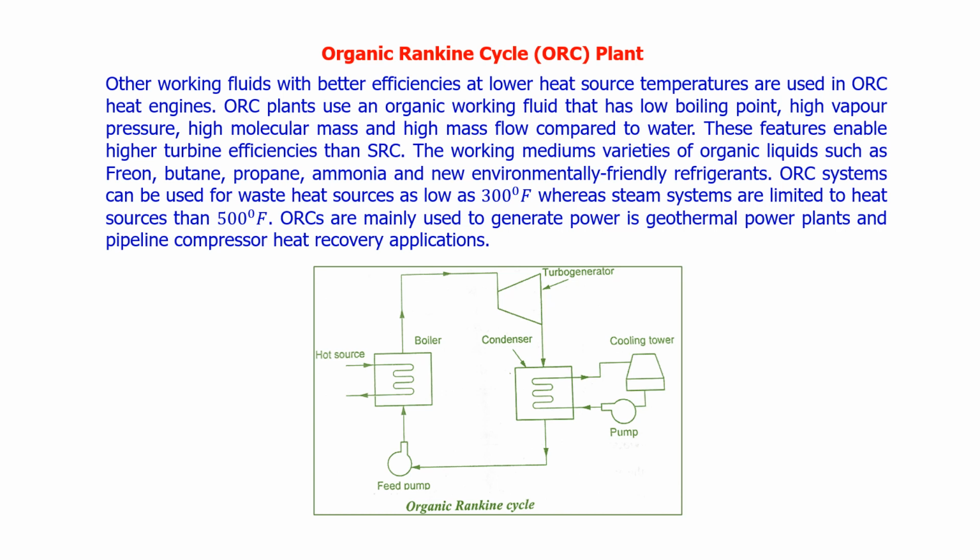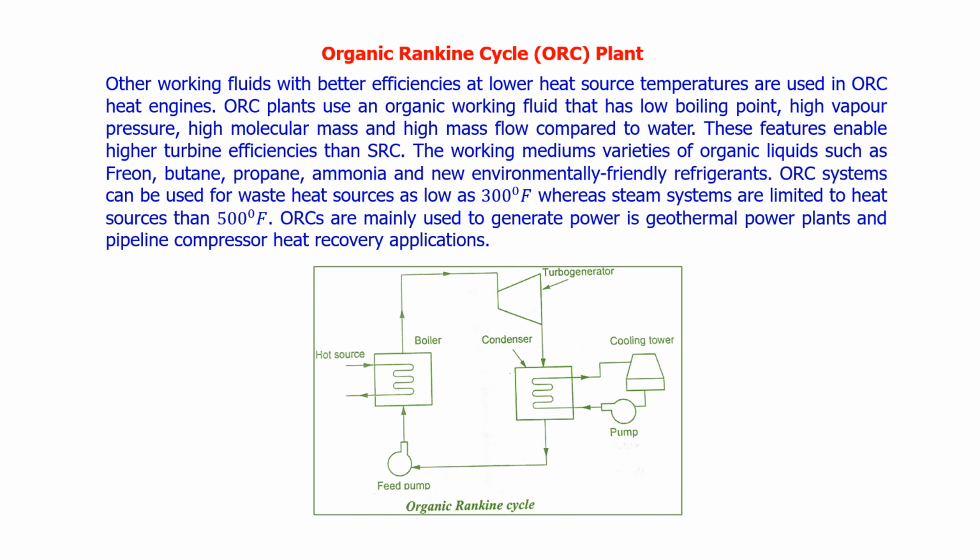Here the liquid can generate power from waste heat as low as 300 degrees Fahrenheit, whereas steam systems are limited to heat sources above 500 degrees. If it is 500 or above only, we can recover the heat with steam, whereas the organic Rankine cycle will recover the heat even at 300 degrees Fahrenheit. That is the advantage of having an organic Rankine cycle power plant.